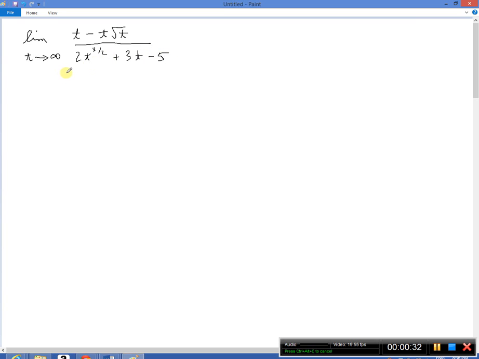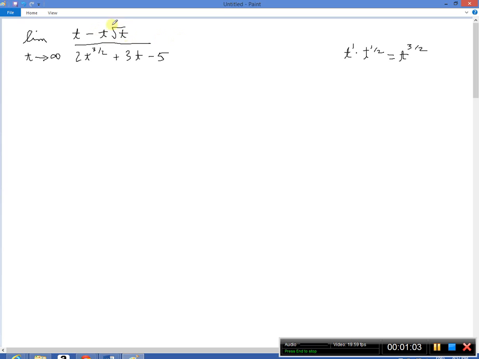So we do our reality check first. As t gets large, we have to think about what happens in the numerator. This goes off to infinity, but t times the square root of t, you've got to think of that in exponential form. So it's going to be useful to look at that as t times t to the 1/2 instead of the square root. So this is t to the 1 times t to the 1/2, and you add the exponents when you have the same base.